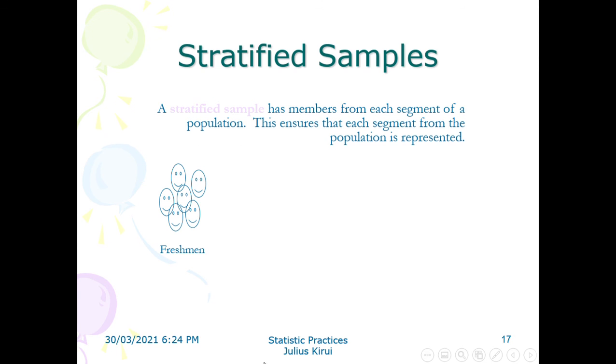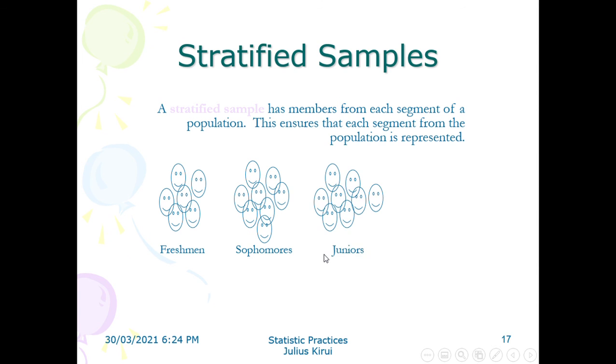Freshmen. How many freshmen do you see? Sophomores. Juniors. So this is the kind of population that we have. We have freshmen, we have sophomores, and we have juniors. Then in your sampling, and then we have seniors. So there are actually 4 representations of this whole population. The freshmen, the sophomores, the juniors, and the seniors are the representation of the what? Population.